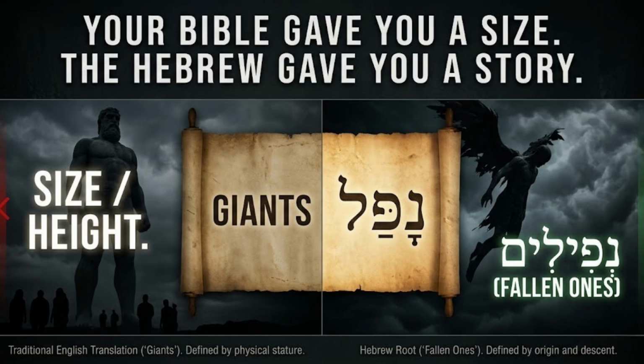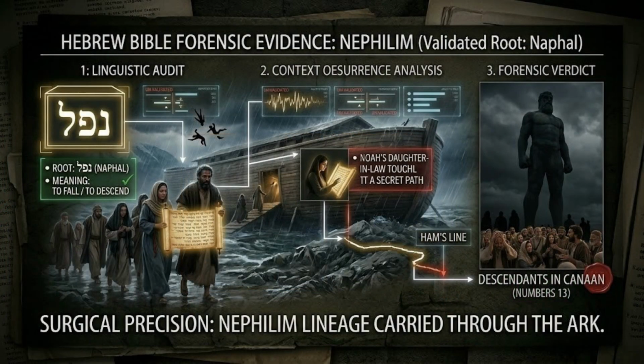Case closed. Now, if the Nephilim were the fallen offspring of the Bene Ha-Elohim, that leaves one open question the Hebrew text addresses with surgical precision. What happened to them after the flood? Because Numbers 13 places them in Canaan, but the flood was supposed to have wiped them out. How do you explain that? The answer lives inside a single Hebrew genealogy, and what it reveals about who was on the ark changes everything you think you know about the flood narrative.